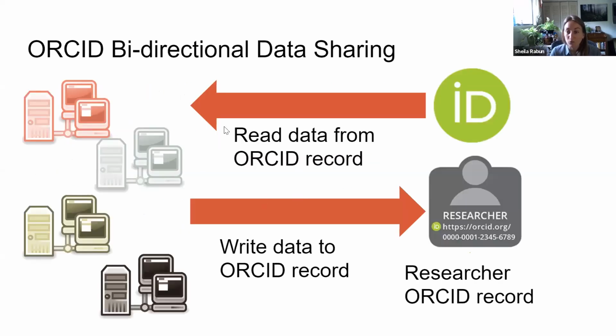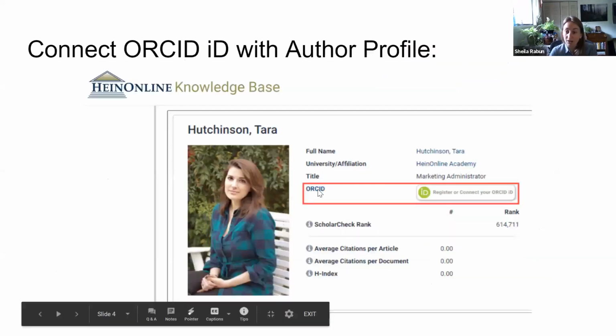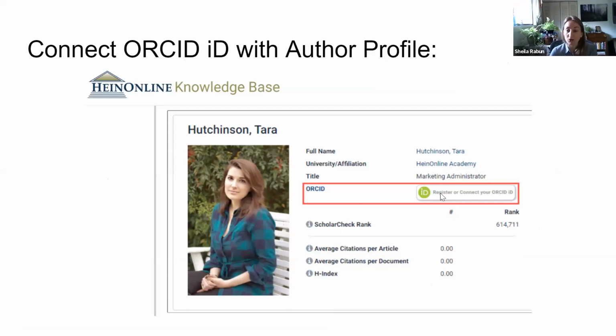data can be read and written to and from somebody's ORCID record from all sorts of various systems that can be connected with ORCID. And one of the systems that has connected with ORCID so far is Hein Online, as I'm sure everybody knows or at least has heard by now. Hein Online has integrated with ORCID. So with the author profiles in Hein Online, it's now possible for each author to connect their ORCID ID to their author profile, so they have that persistent, unique identifier for their name and their identity that they can connect with their Hein Online profile.